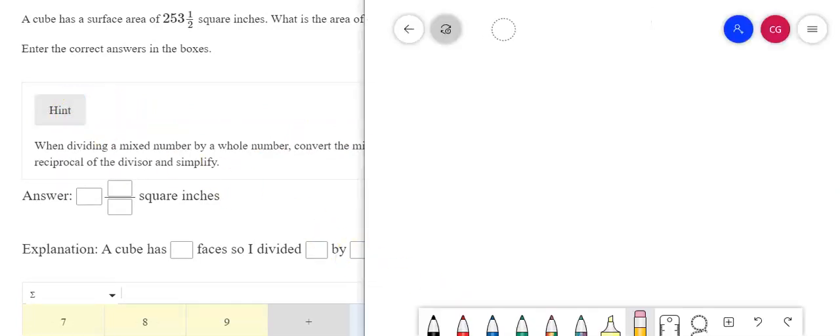So we're going to take 253.5 divided by 6, and we're going to put it over 1. So 253 times 2 plus 1.